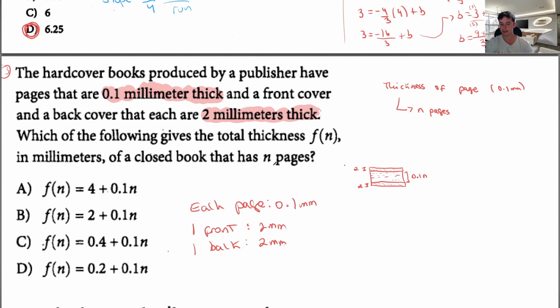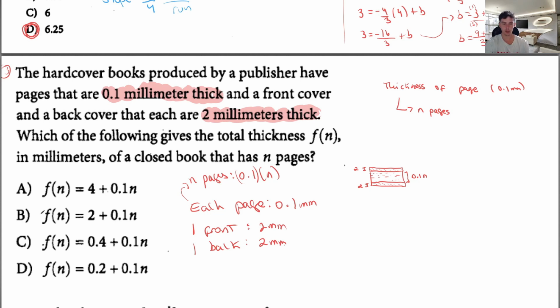So if each page is 0.1 millimeters, then n pages is 0.1 times n. Because think about that. 2 pages would be 0.1 times 2, 0.2 millimeters. 3 pages, 0.3 millimeters, and so on. So 0.1 times n, given n is the number of pages, is the right expression for the pages between the two covers. Okay, so what's the equation?